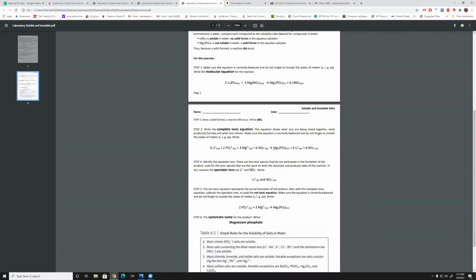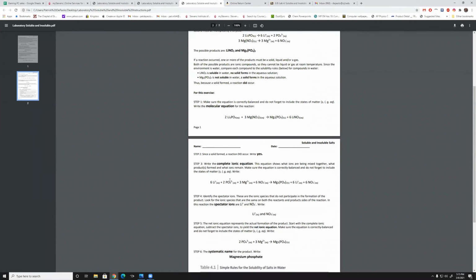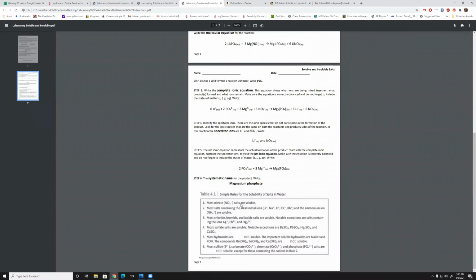And then your job for the products is to find the combination that is insoluble based on the rules. So you can see that lithium is definitely soluble because most salts containing the alkali metals are soluble. Not most, it's all. So lithium is soluble with everything. Nitrate, like I said before, all nitrates are soluble. So nitrate is going to be soluble with everything. That automatically cancels out lithium and nitrate as being the precipitation ions. Therefore, by that process of elimination and reading the rest of the rules, you can see that magnesium and phosphate are the only ones left that will form a solid.